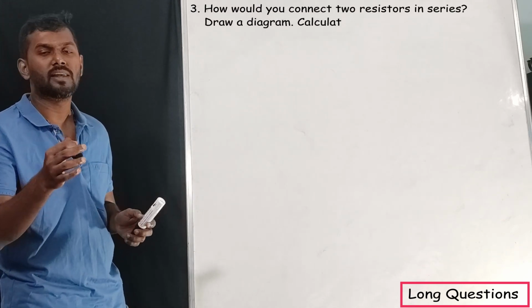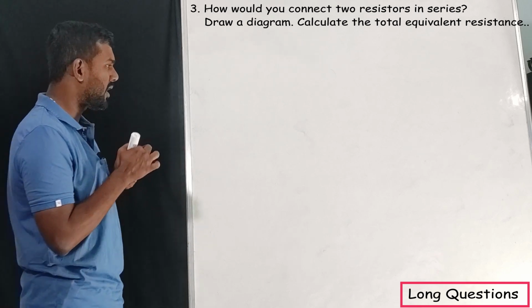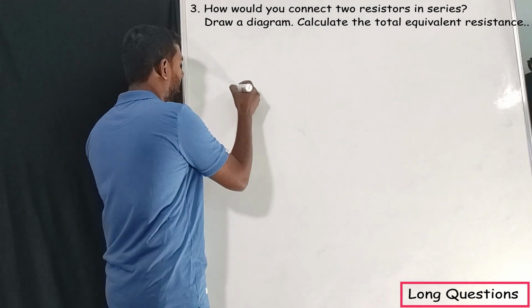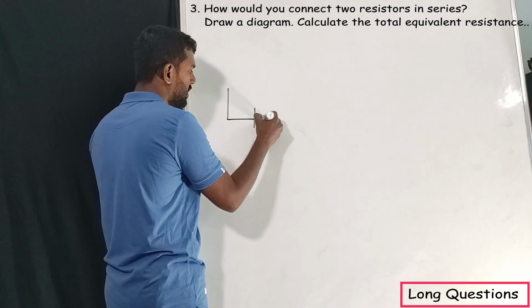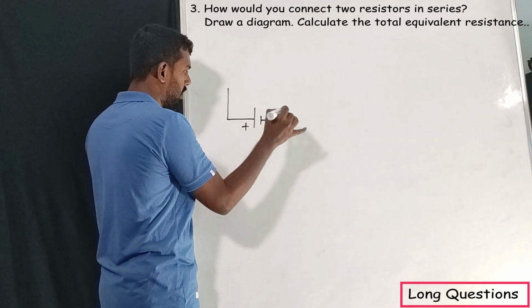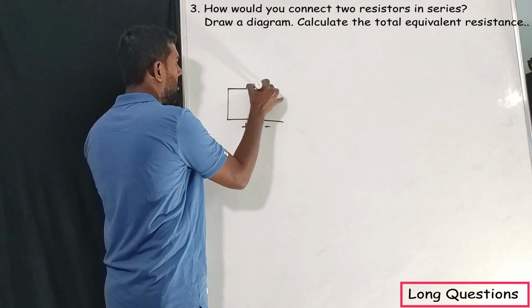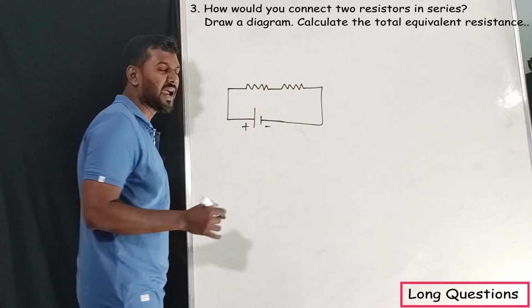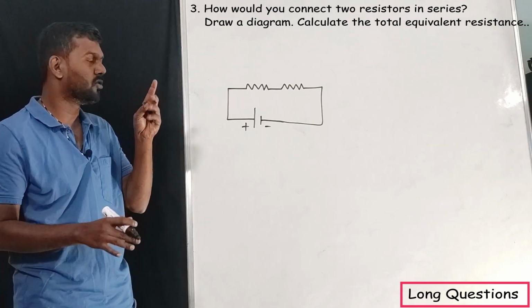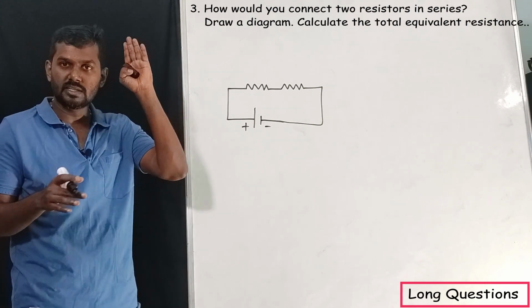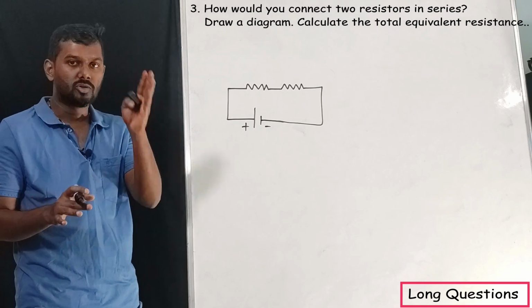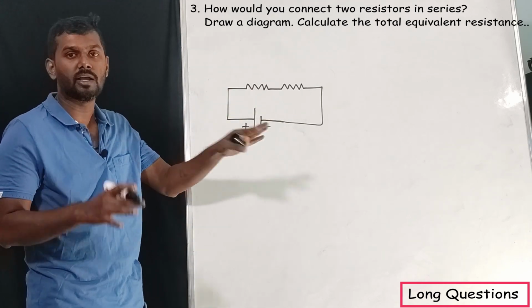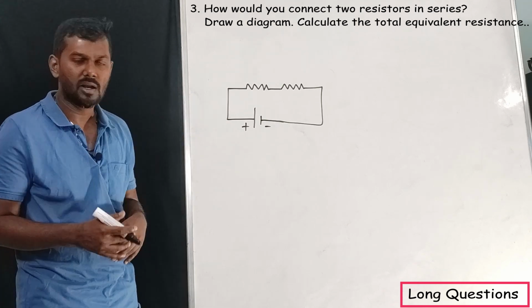That's it. Our next question: how would you connect two resistors in series? Draw the diagram and calculate the total equivalent resistance. Okay, very simple. First we need a battery, plus and minus, and two resistors. To understand whether they are in series or parallel, you need to learn how to identify the series and parallel connection. That video is separately available in the description box. If you know identification, you can draw it.